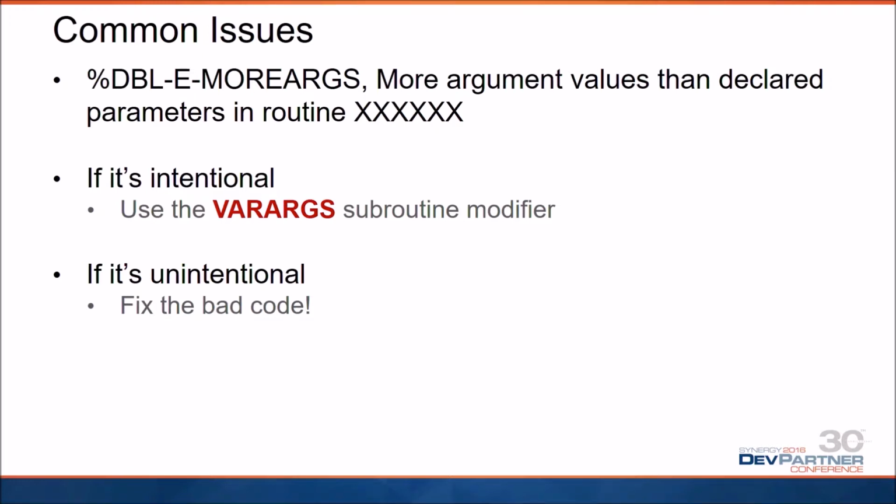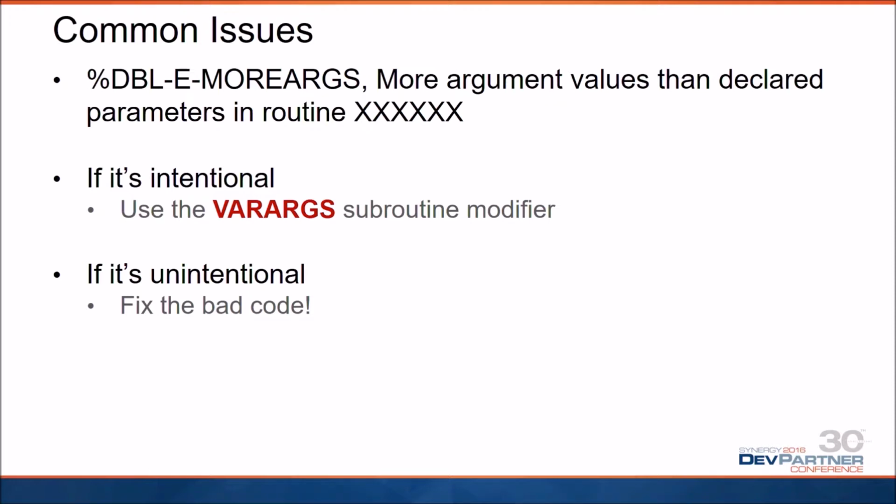If it's something you've done intentionally, like you've got a subroutine that you can pass any number of any combination of whatever and it figures it out and does its thing, a routine like a display statement where you pass whatever you want in whatever sequence, then use the comma-var-arg subroutine modifier to allow that kind of behavior.